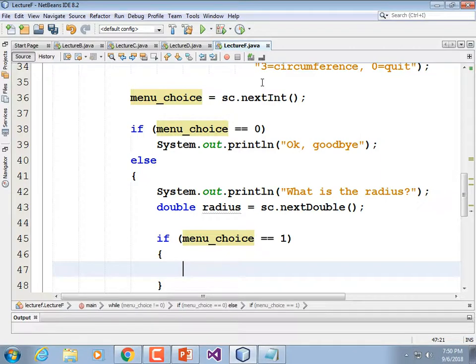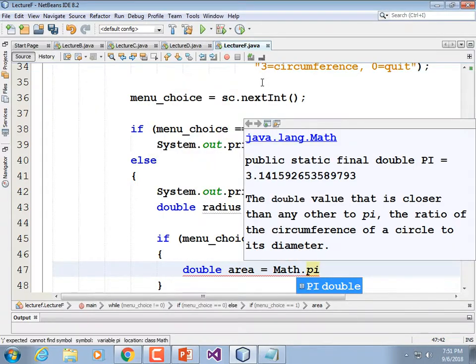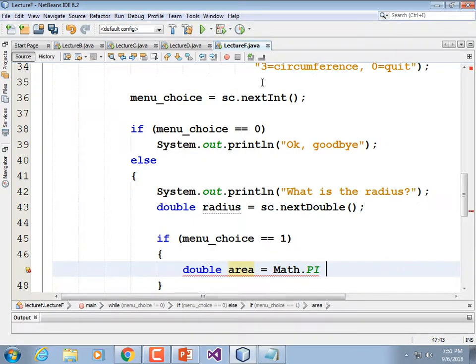And the formula for the area of a circle is pi r squared. So, double area is equal to, can we do math dot pi? Yeah, math dot pi. If you didn't remember that, you could just make a 3.14159, whatever. This is slightly more accurate. Times radius. Or if you feel like using the power of, you could use math.pow.